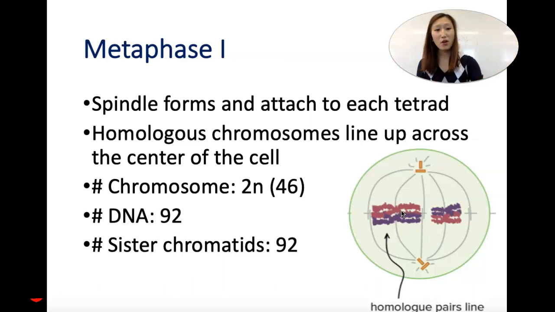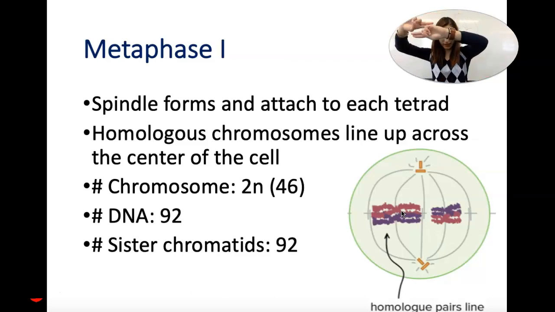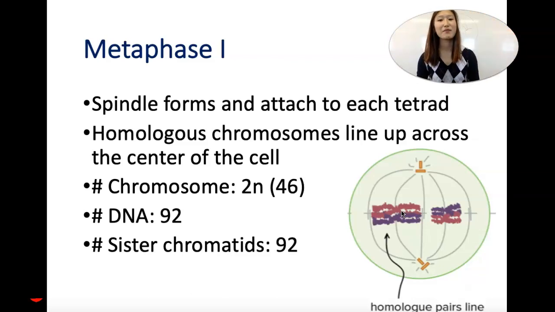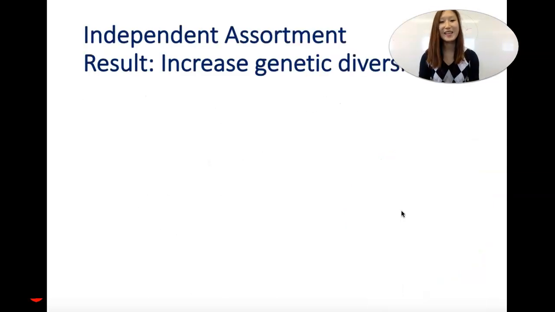But the number of possibilities only increases as you have more pairs. So you can have one pair like this, or this, or this, or this, or this. And it just continues. If you have 23 pairs, you have a lot of different possibilities of how the chromosomes can line up. This process, this lining up however you want, is called independent assortment. And it increases genetic diversity just like crossing over.